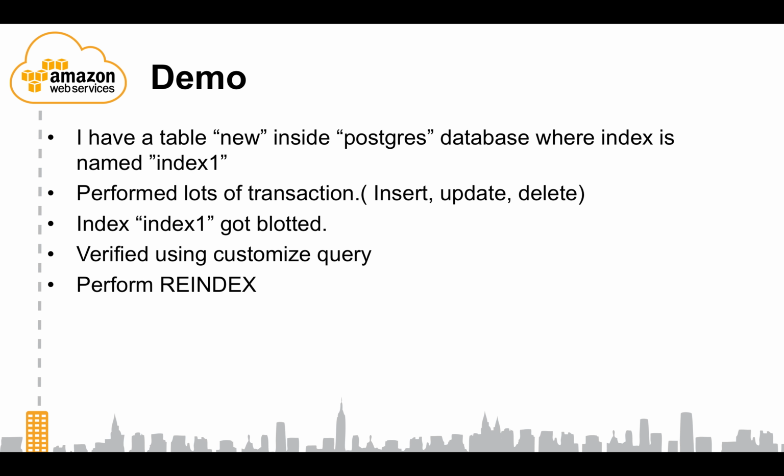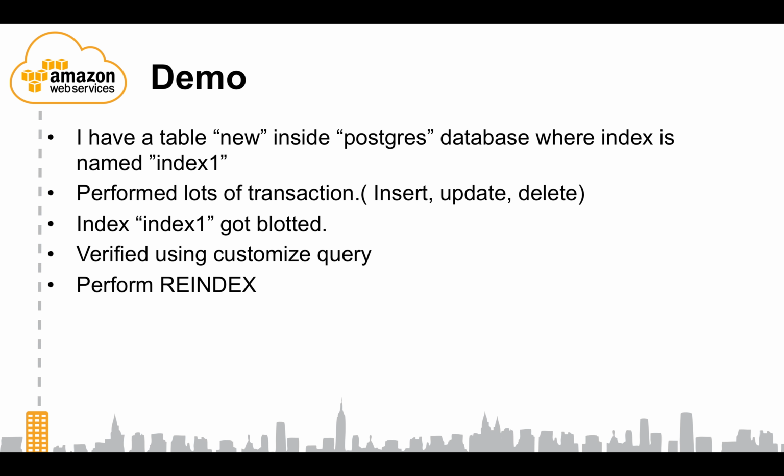I have a table named new inside the Postgres database, and the index I have created is index1 on the ID field. I performed lots of transactions, inserts, updates, deletes, so that there is lots of bloat in the index. After performing all the inserts, updates and deletes, index1 got bloated. I'll show you how it is bloated. We can verify it using a customized query to see which index is more bloated. Then at last we perform a reindex.